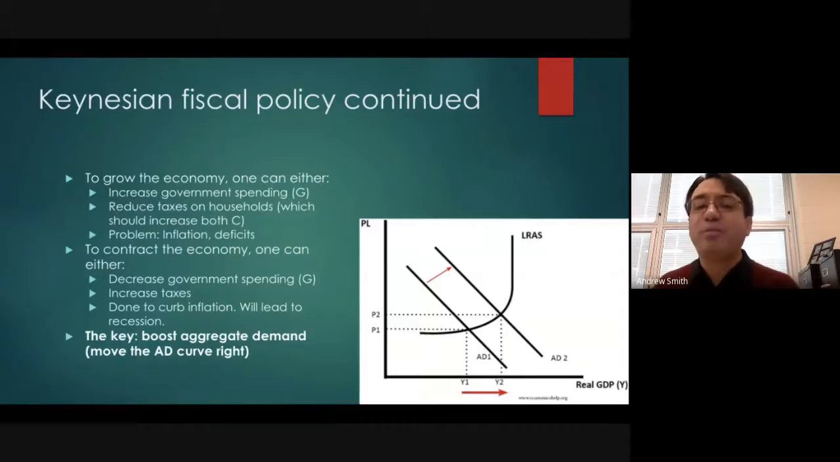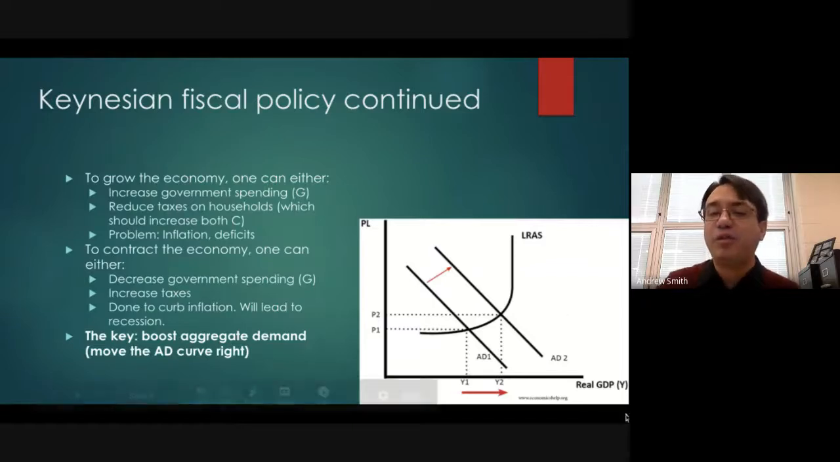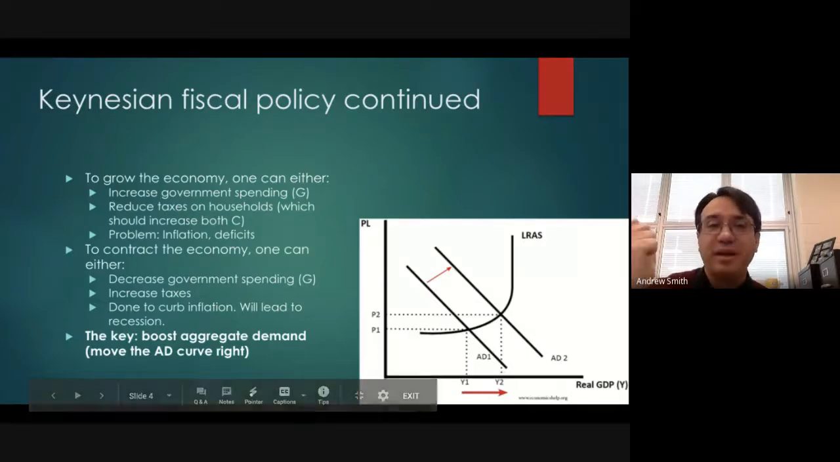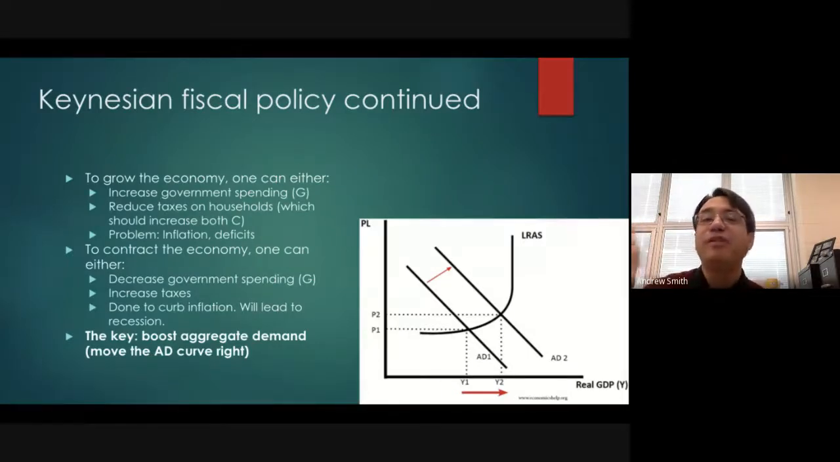Now, if inflation is a problem, you can contract the economy by decreasing government spending or increasing taxes. And usually that would only be done to curb inflation. We would only ever want to try to reduce aggregate demand through increasing taxes or decreasing government spending to curb inflation. The key idea behind Keynesianism is you are trying to boost demand and move the aggregate demand curve to the right. And you boost demand by getting money in the hands of households, of people. Okay, not businesses, but people, because then they will spend that money.